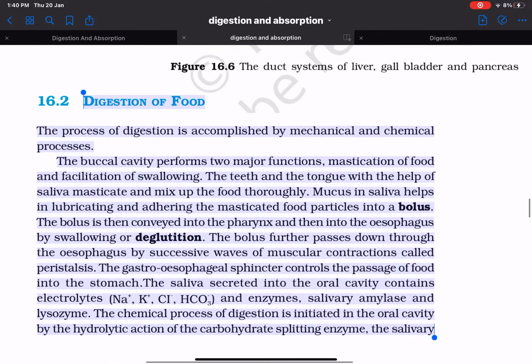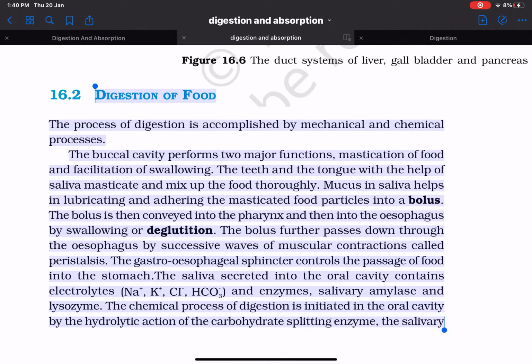Digestion of food. The process of digestion is accomplished by mechanical and chemical processes. The buccal cavity performs 2 major functions: mastication of food and facilitation of swallowing. The teeth and the tongue, with the help of saliva, masticate and mix up the food thoroughly. Mucus in saliva helps in lubricating and adhering the masticated food particles into a bolus.